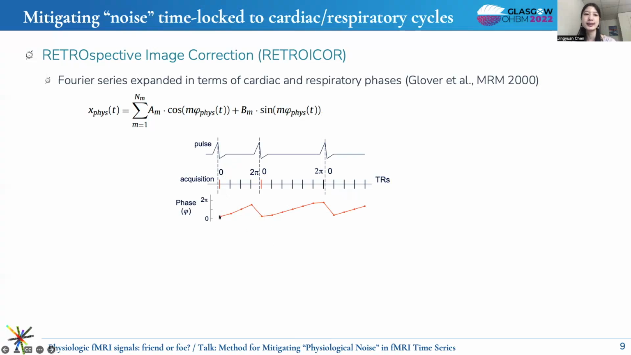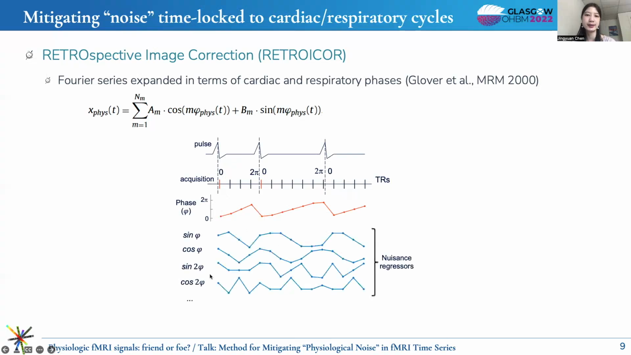And after obtaining these phases, you can expand it into higher order Fourier series to model these cardiac signals. And respiration phase can be inferred in a similar manner, but there is a little bit more complicated process in accounting for the gating in the signal magnitudes at the beginning. So I won't go into those details.